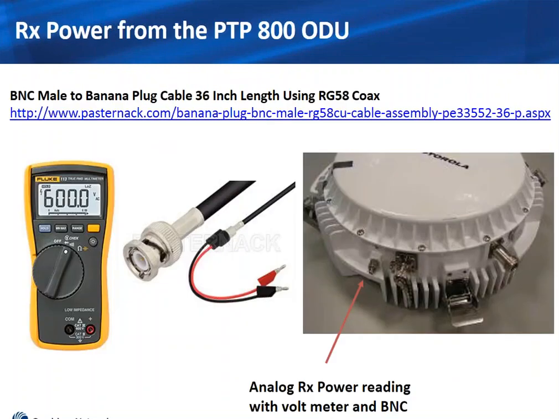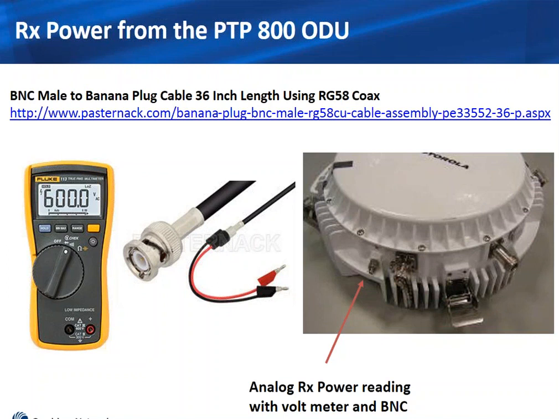So, right? Okay. On the PTP 800, as I mentioned earlier, it has a BNC connection. So we have an analog received power reading that comes out of that BNC connector, and you can put a voltmeter on there. Pasternack and other companies sell little adapters, so you can go from banana clip to BNC, plug that onto your Fluke or other voltage meter, and you can get to the exact value. So your tower climber has the ability to use that value instead of having to call down to the bottom of the tower when someone's logged in with a laptop.